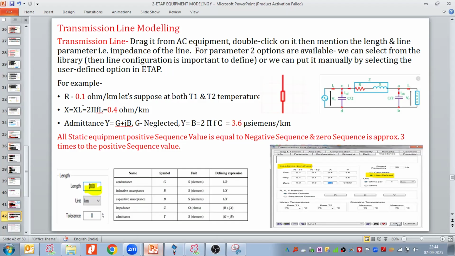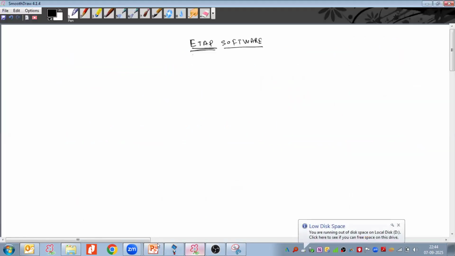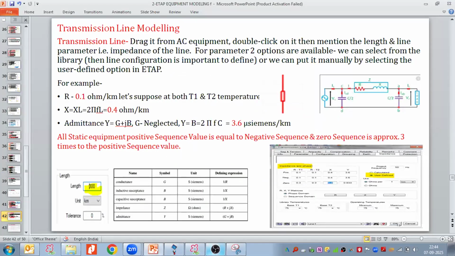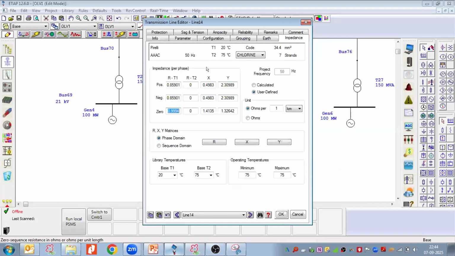So whatever we are putting here in the positive sequence, the same thing we have to put in the negative sequence, and in the zero sequence we can multiply by 3 the same value of the positive sequence and mention it under the zero sequence as well. Okay, so for the ETAP modeling, these parameters we need to know.